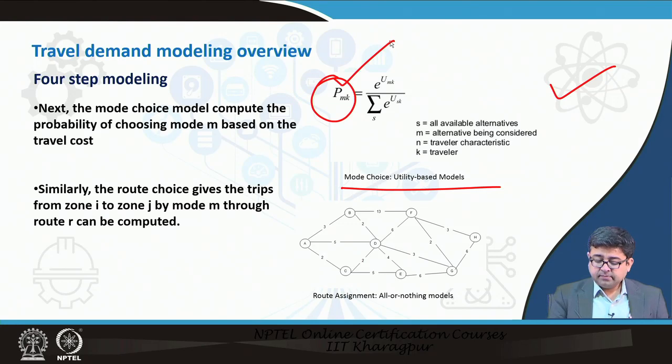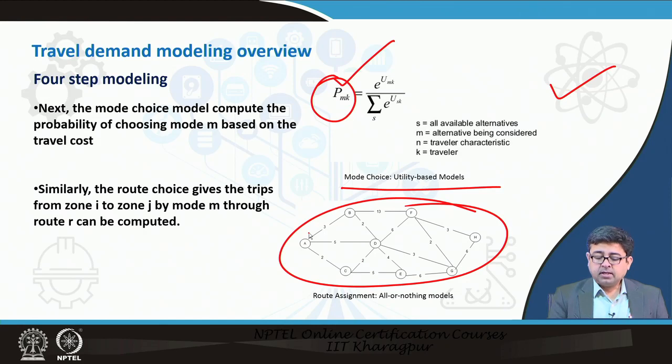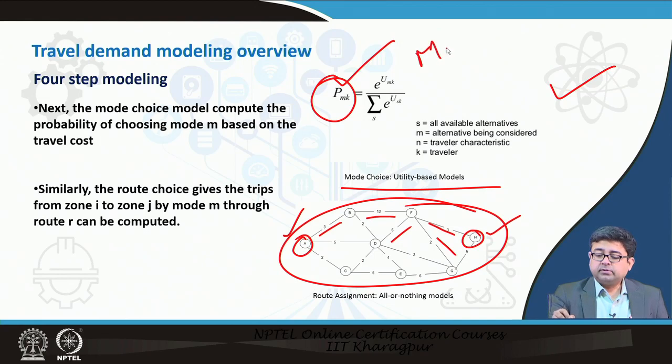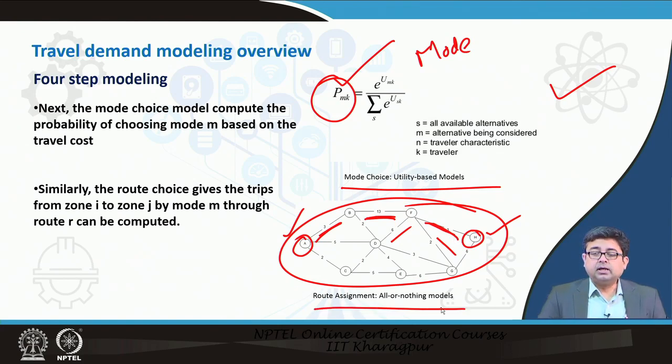And finally, like I said, if this is your entire network of streets that are available, and you are trying to go from zone A to zone H, and you know that these are all the streets that are available to you, your trip would be assigned based on your origin zone, your destination zone, and the mode of travel that you have chosen. You will then be assigned to a route which takes you to your destination in the shortest amount of time, for example. This route assignment is one of the popular models called an all or nothing model.